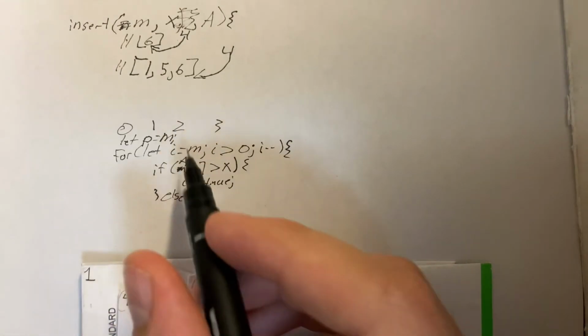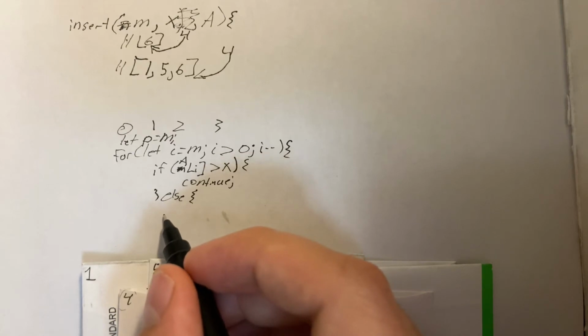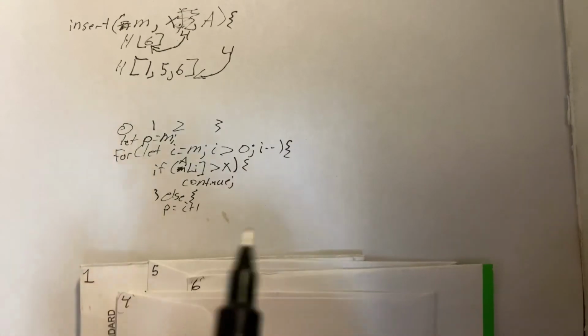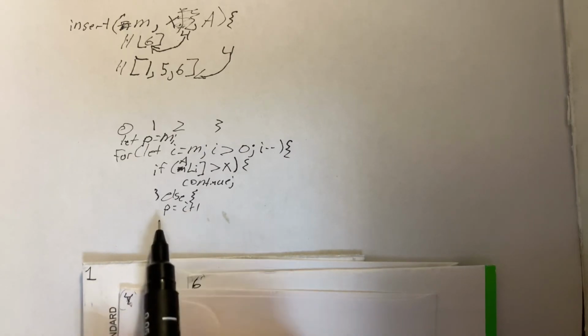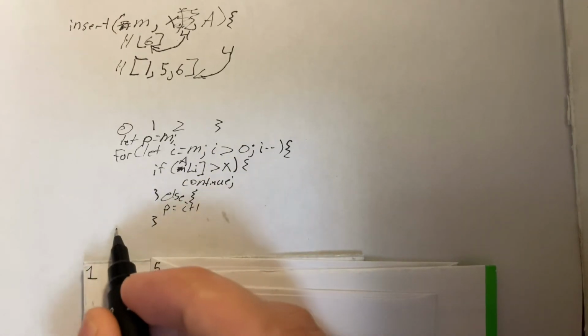We really don't need to initialize it, but it doesn't hurt. We're going to say that P is equal to I plus 1, because if A sub I is less than or equal to x, we want to insert x at the position 1 to the right of I, aka I plus 1. So now we have the place that we're going to insert x at.